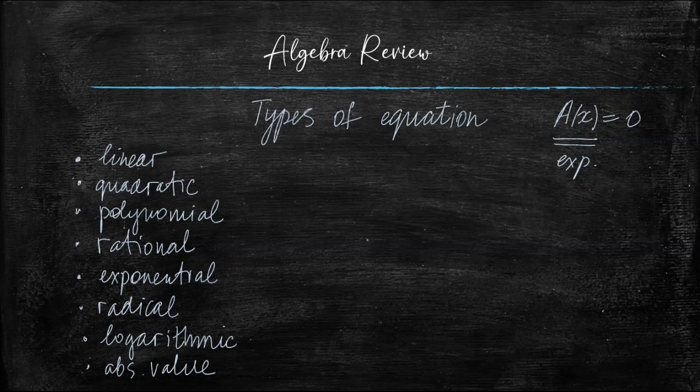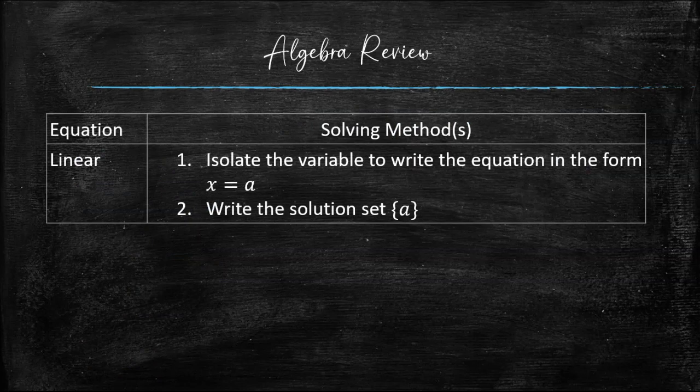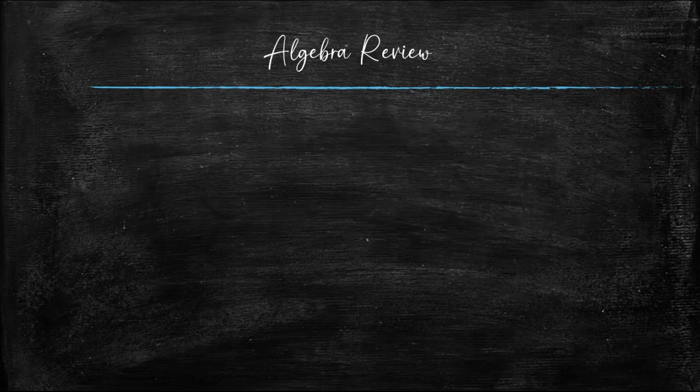But here you go. If you have a linear equation, then we solve it by isolating the variable and by writing it as x equals a. How do we isolate the variable? We use the properties of equations. What are those properties? Let me find an empty slide, and I'll list here properties of equations and inequalities.